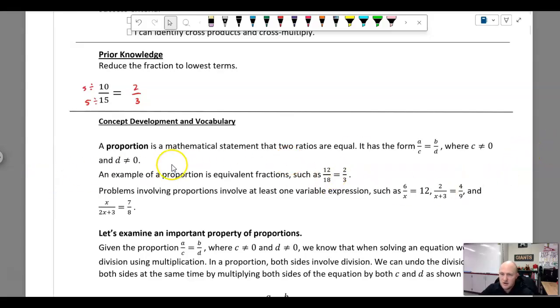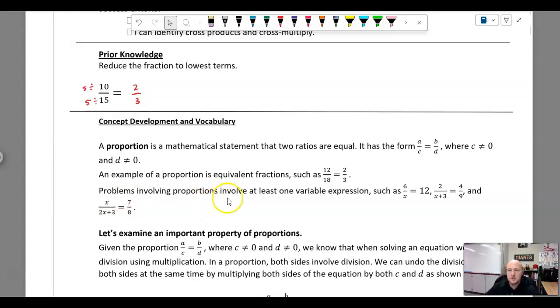And again, here's another example of a proportion with equivalent fractions. So 12/18 is equal to 2 over 3. So these are the same, right? If I have 12 of something divided by 18 of another, that's the same thing as 2 divided over 3. They can reduce.